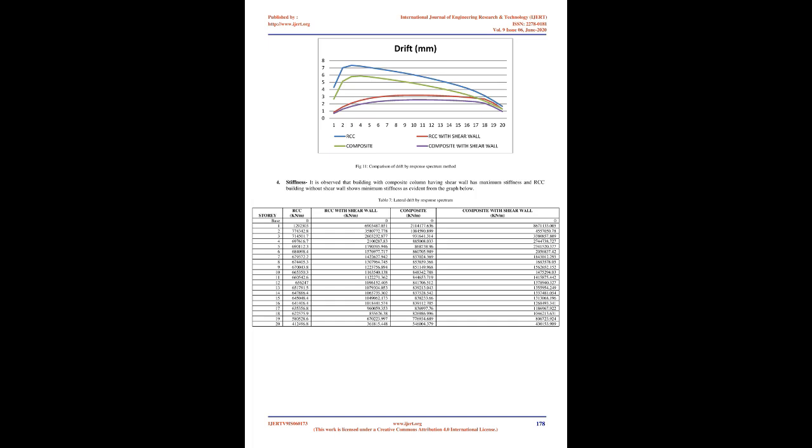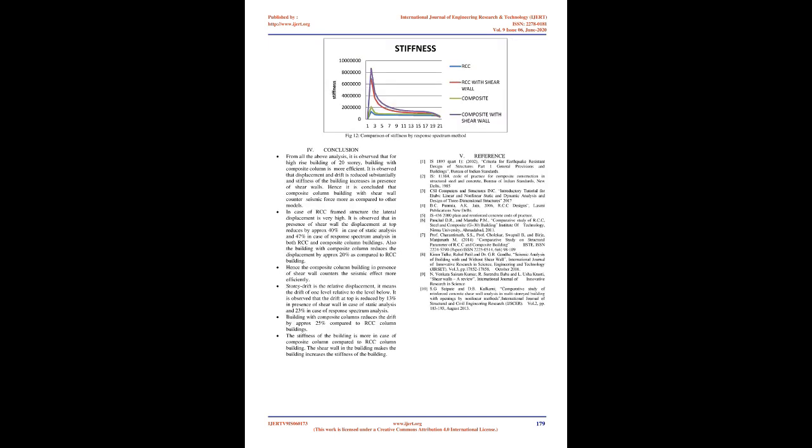It is observed that in presence of shear wall the displacement at top reduces by approximately 40% in case of static analysis and 47% in case of response spectrum analysis in both RCC and composite column buildings. Also the building with composite column reduces the displacement by approximately 20% as compared to RCC building. Hence the composite column building in presence of shear wall counters the seismic effect more efficiently.